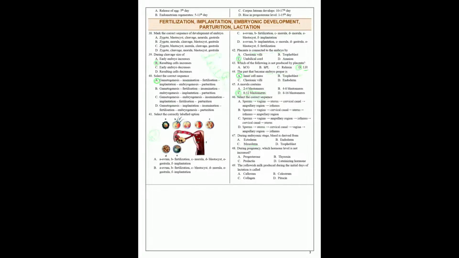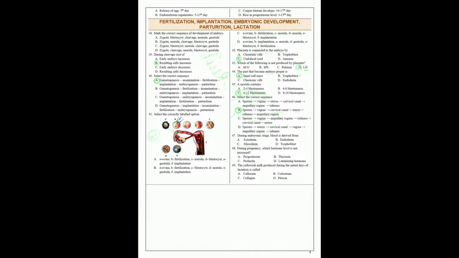The 46th question, we missed it. Sperm, vagina, uterus, cervical canal, ampullary region is wrong. Let's say this is the diagram. Here is the vagina, from the vagina sperm moves to the cervix. This is the cervix region. Then the uterus, from the uterus they move to the fallopian tube, and then in the ampulla region fertilization takes place. So sperms will enter the vagina, then the cervix, then the uterus, then the isthmus. So this will be the correct answer.